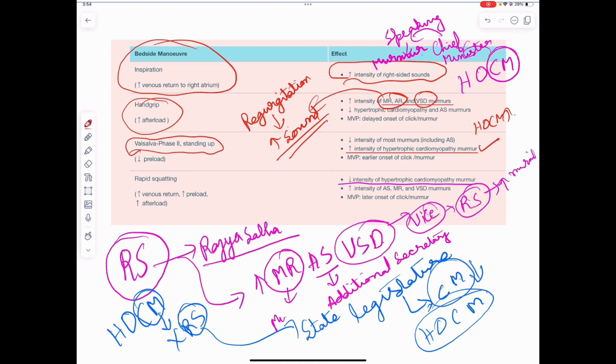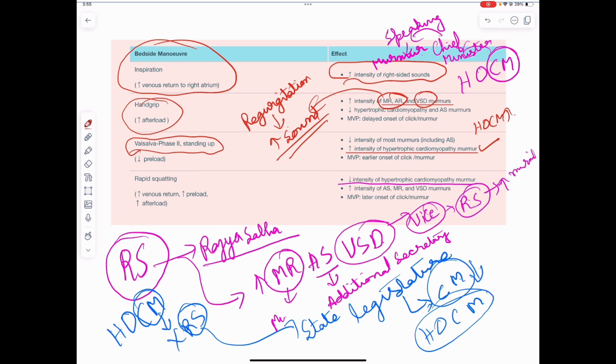Now remember that there are certain bedside maneuvers which have an effect on the intensity of the sound. So when there is inspiration, there is more negative pressure and an increase in venous return to the right atrium, so inspiration would lead to an increase in intensity of the right-sided sounds. Now hand grip is against an obstacle, so there would be an increase in peripheral vascular resistance.